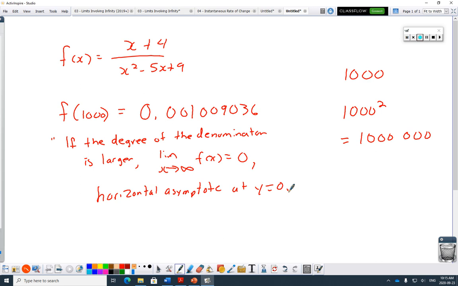Does that help to understand what I'm trying to accomplish here with the degree rules? Okay? That's one of the 3 rules. So I'll label that. If you're like, oh, I don't remember these at all, there's rule number 1. And it talks about if the degree of the denominator is larger.